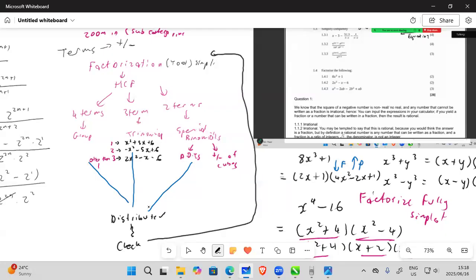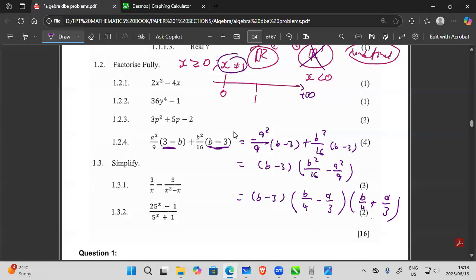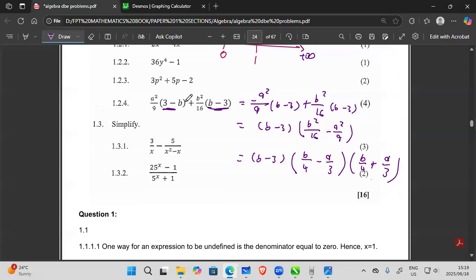And so when we do that, we come back, distribute, check. Once you do your last checking step, I can't simplify any of this further. So that's when I know I factorized fully. Yes, so that's what we're doing there.